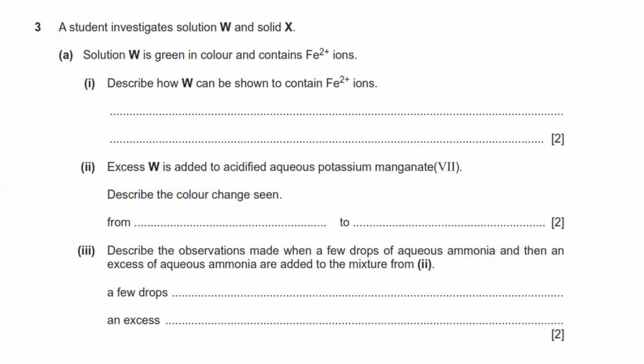Then question number 3, it says a student investigates solution W and solid X. So we have a solution and a solid X. Solution W is green in color and contains iron 2 ions. Describe how W can be shown to contain iron 2 ions. Remember, simply add aqueous sodium hydroxide to the solution. A green precipitate is formed. The precipitate is insoluble in excess. This is one way. The other way is that you can simply say add aqueous ammonia. Again, a green precipitate is formed, which is insoluble in excess. So these are the two. You can write any one of it.